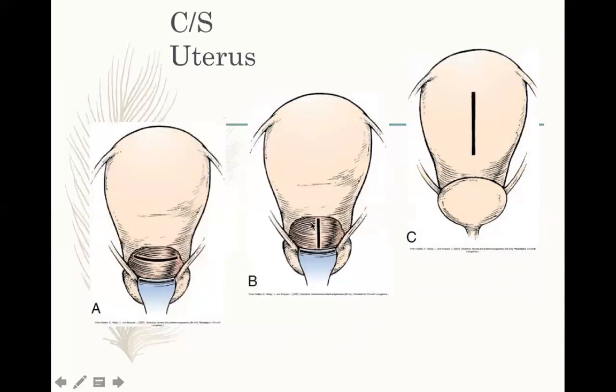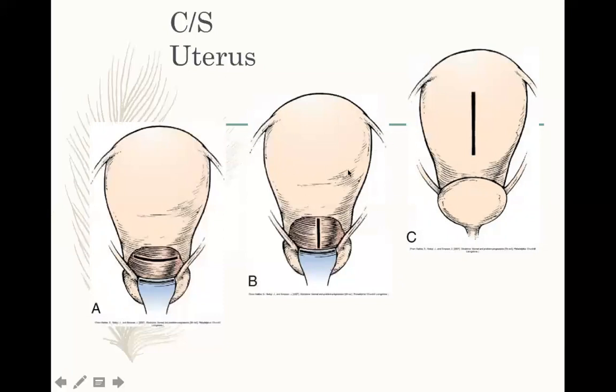So mom will need to have C-sections from that point forward if she has either of the vertical incisions, because she would be at an increased risk for rupture of her uterus. But with the low transverse, even if she's had two, we can let her labor and see if she can have a vaginal birth after cesarean section.